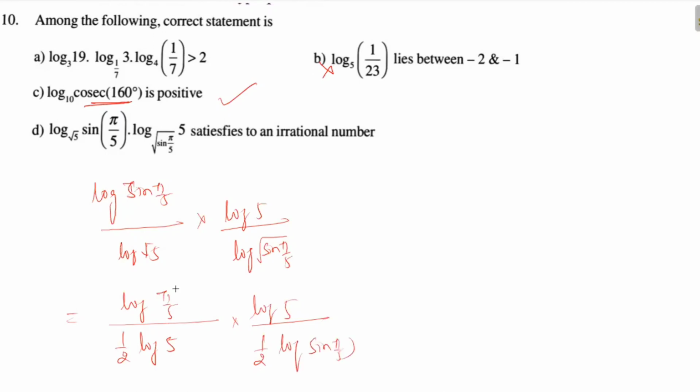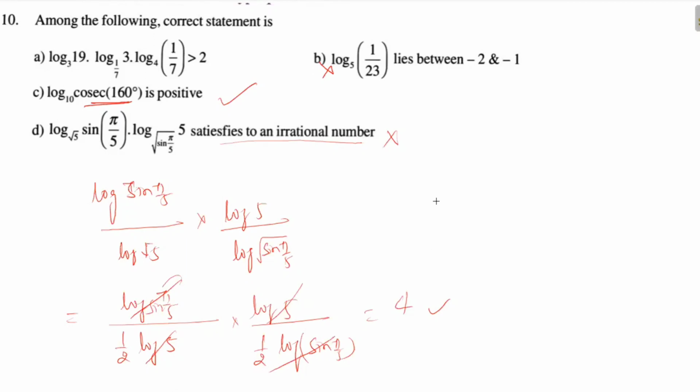So now this and this cancel, this and this cancel. And then what I've got is 4. 4 is a number. The claim that it is an irrational number is not true. This is a rational number. So this is not true. Now comes the last bit.